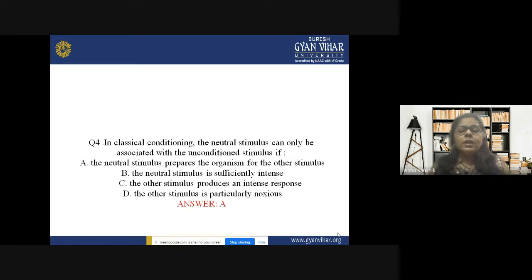In classical conditioning, the neutral stimulus can only be associated with the unconditional stimulus if, options: A. The neutral stimulus prepares the organism for the other stimulus, B. The neutral stimulus is sufficiently intense, C. The other stimulus produces an intense response, or D. The other stimulus is particularly noxious. So the correct answer is option A, means the neutral stimulus prepares the organism for the other stimulus.